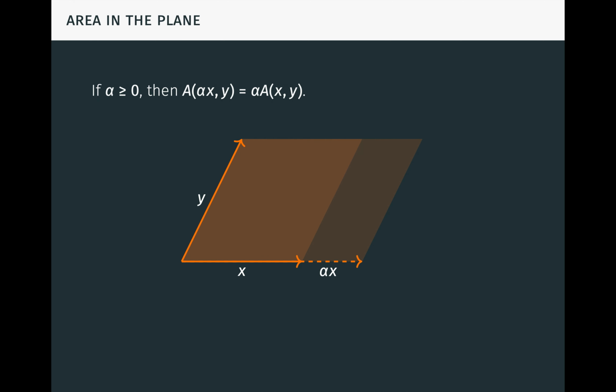Next, if alpha is a non-negative scalar, then the area determined by the vectors alpha times x and y is just alpha times the area determined by x and y. In this picture, the parallelogram determined by alpha x and y is overlaid on top of the parallelogram determined by x and y. It's obvious that the area is scaled by alpha because the base is scaled by alpha while the height remains unchanged. Similarly, the area determined by x and alpha times y is just alpha times the area determined by x and y.